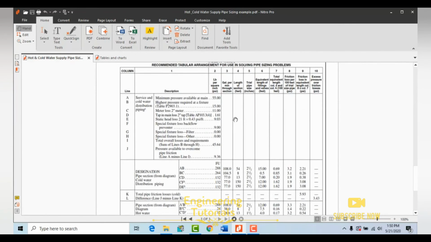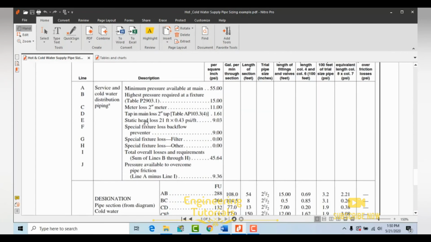So we got the static head loss is 21 feet. Since we know that 1 foot is equal to 0.43 psi, in order to convert this into psi you need to multiply this by 0.43 psi per foot. After multiplying 21 by 0.43, you will get 9.03 psi static head loss.